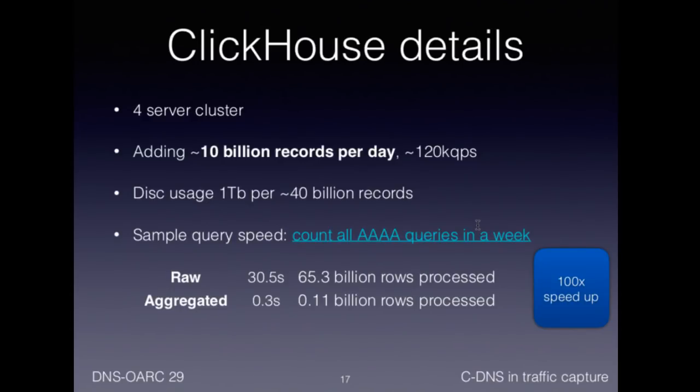ClickHouse has the option of configuring some on-the-fly compression for its column storage. We have it configured to use Z-standard compression. And a sample query speed, counting all the quad A queries that you see in a week's worth of data, you can see the difference that aggregation makes. The cluster takes about 30 seconds to sort through the raw data. Aggregation, and we're storing per second counts of each query type in the data, reduces that to about 0.3 of a second, which is a very worthwhile speed up.